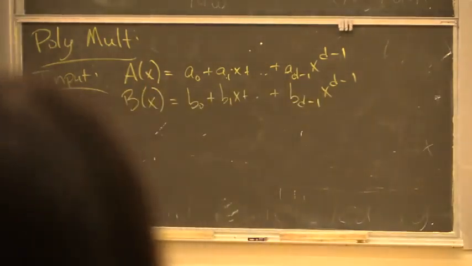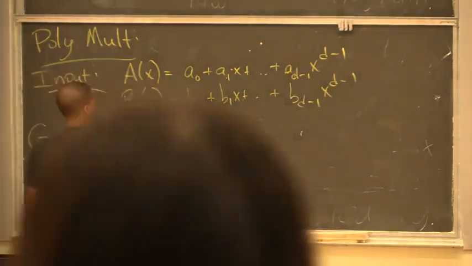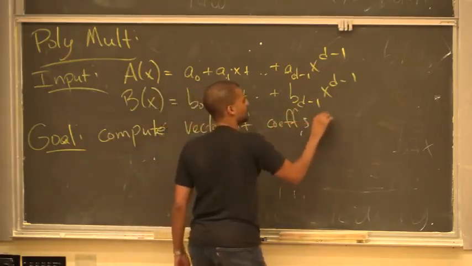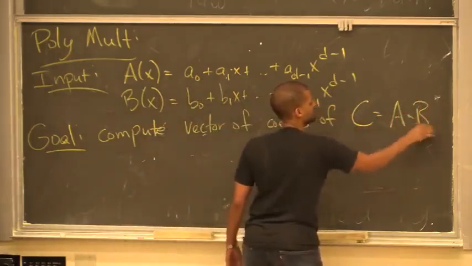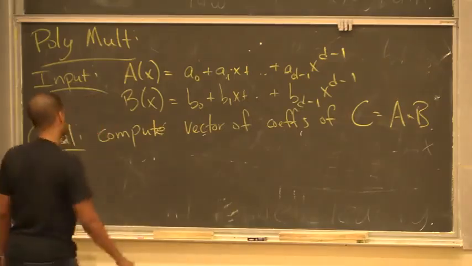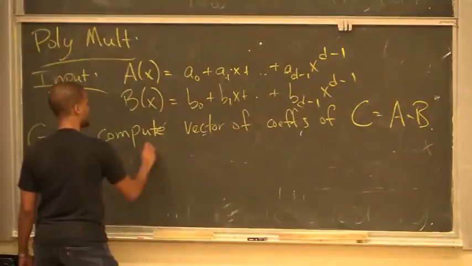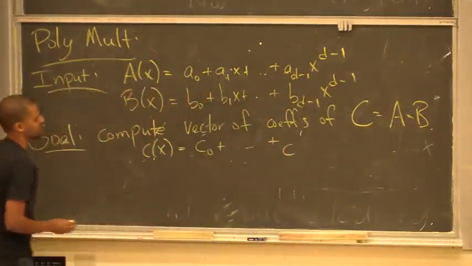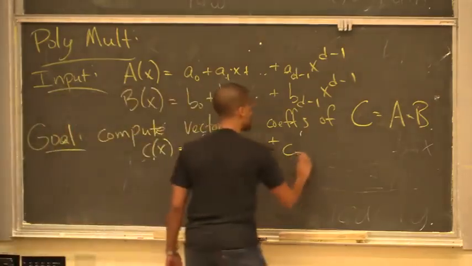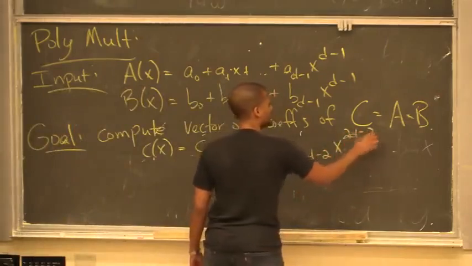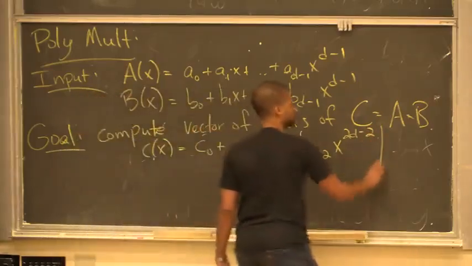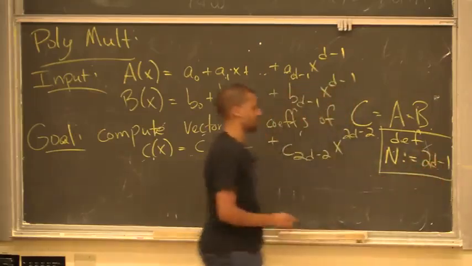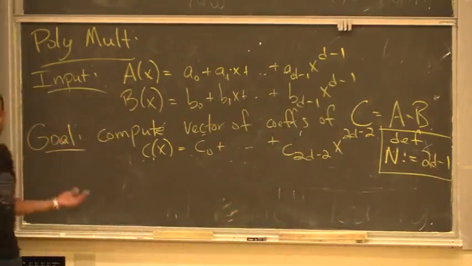And the goal is to compute the vector of coefficients of C, which is A times B. Right? So C(x) is c0 plus ... plus c_{2d-2} x^{2d-2}. What's the degree of C? Well, it's at most 2d minus 2. And henceforth, I'm going to define n to be 2d minus 1. Okay, so C is a polynomial of degree less than n.